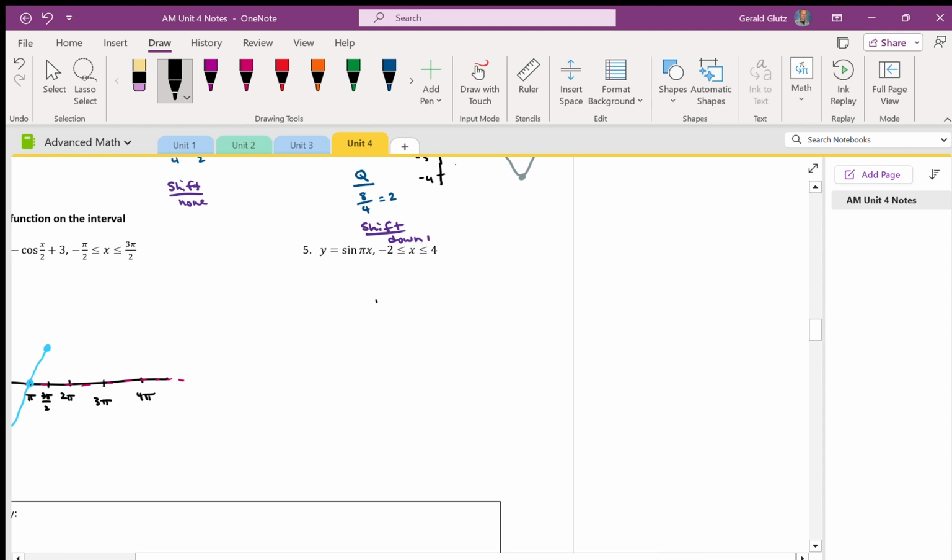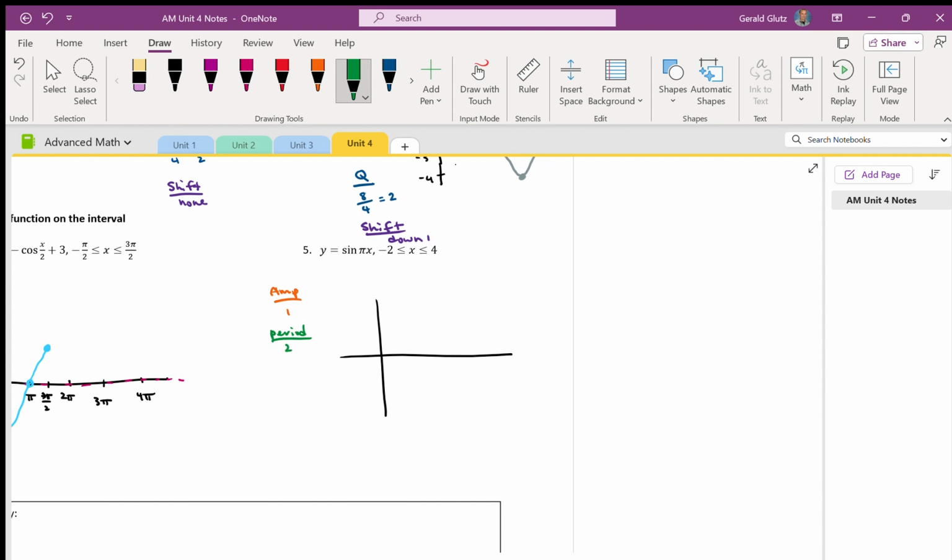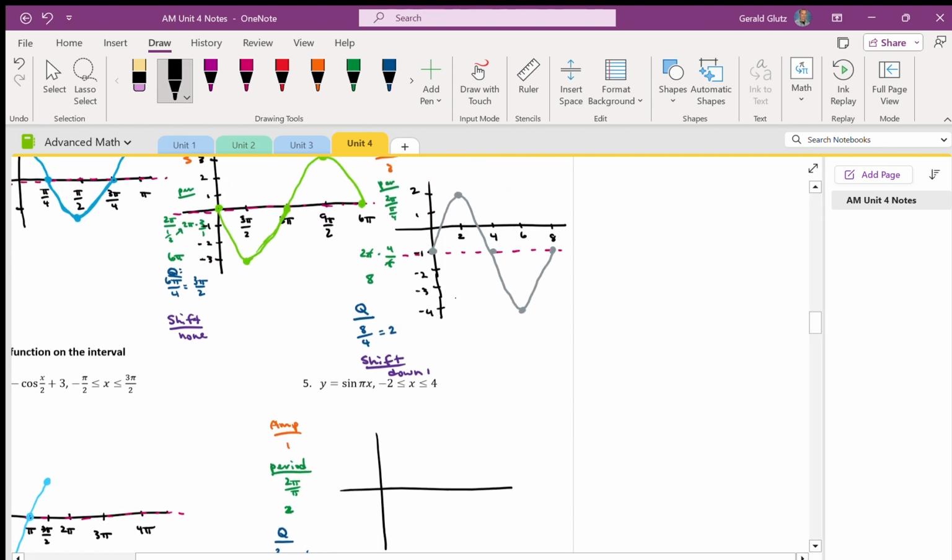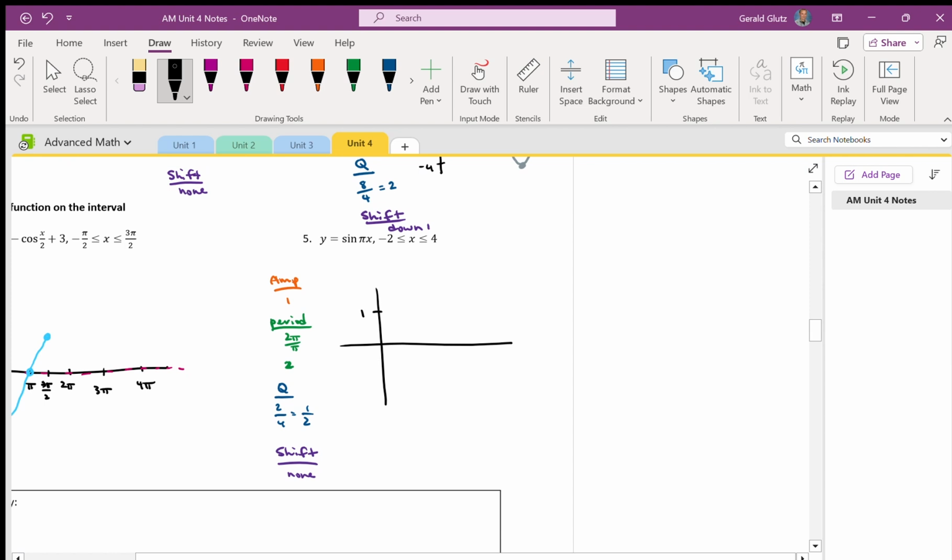All right, next one, or last one. Amplitude is 1. Period, 2 pi over pi, which is 2. Quarter sections, period divided by 4, so that'd be 1/2. And then shift, no shift. So amplitude is 1, and no shift, so I go up to 1, down to -1.